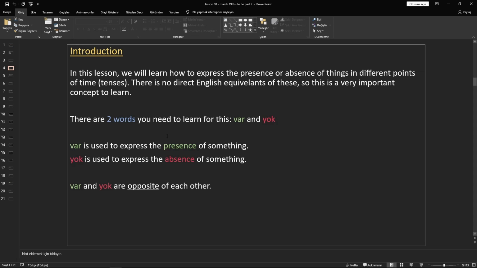In this lesson, we will learn how to express the presence or absence of things, and we will take a look at how to say them in different tenses, like present, future, and past. There is no direct English equivalent, no direct translation to those words. We will still have translations, but they will not be directly translated. So this is really important for you to understand how it works. Only then can you express if you have something or if there is something in your possession.